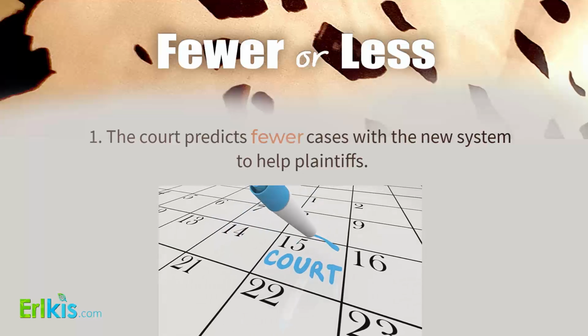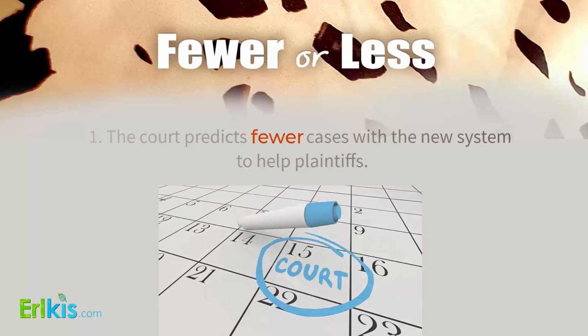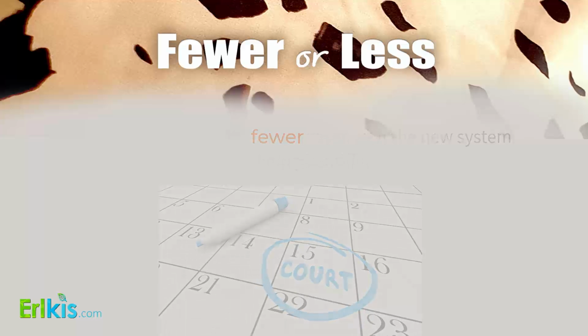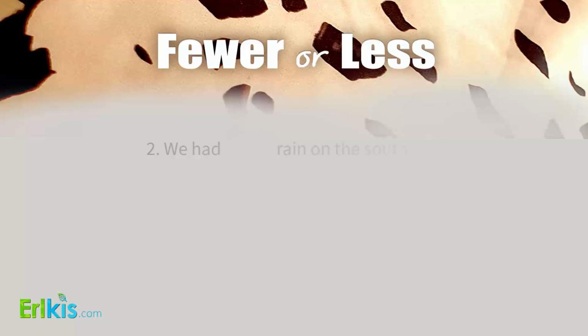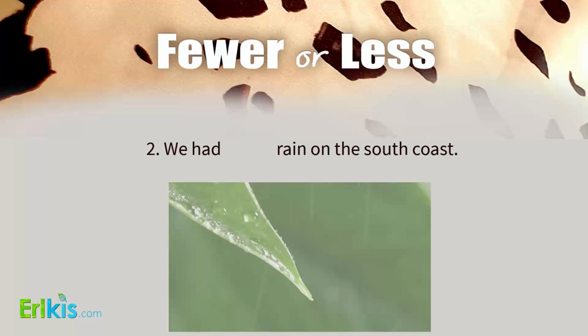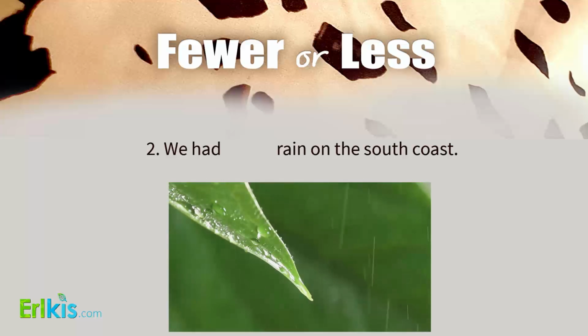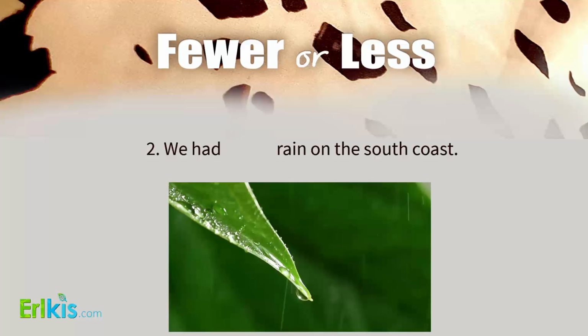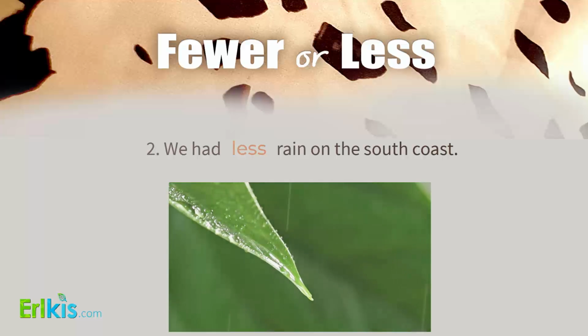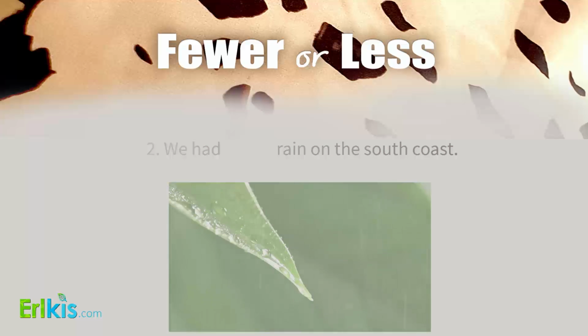If you said fewer, you are correct. Number 2, we had something rain on the south coast. If you said less, correct. And we say less because rain is uncountable.